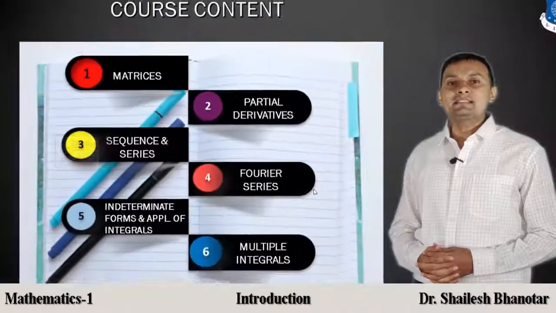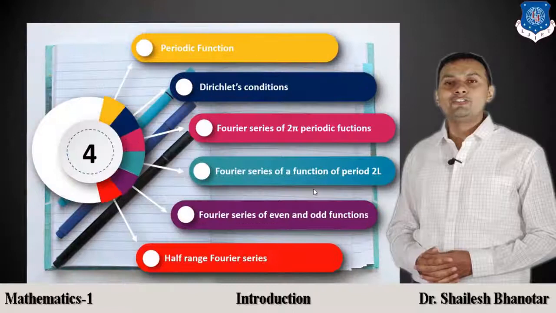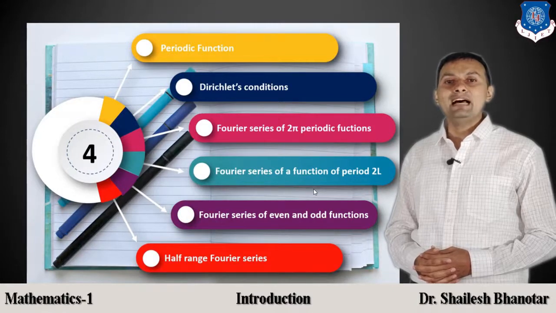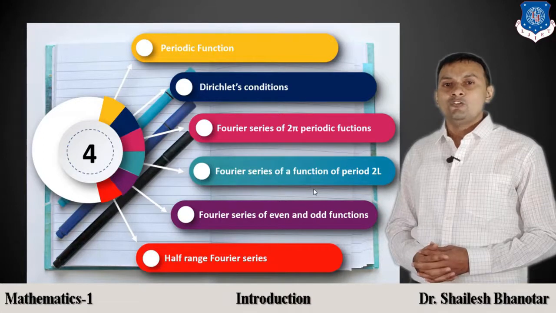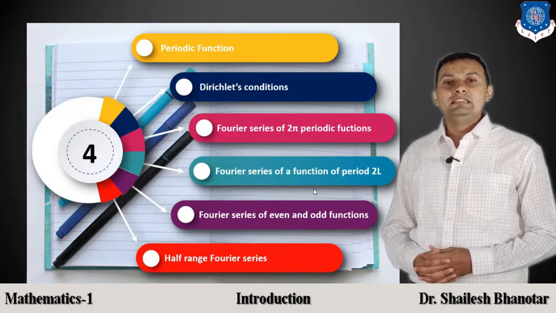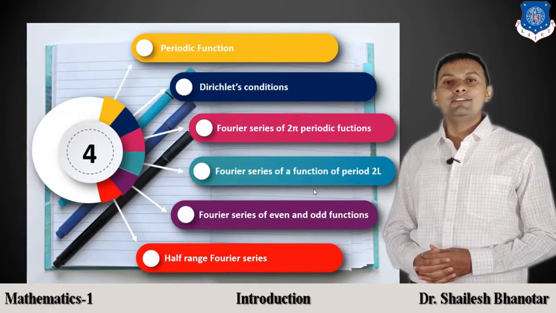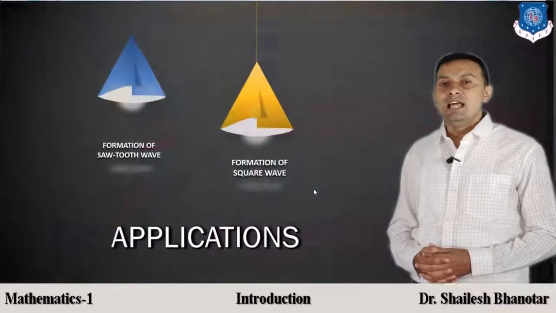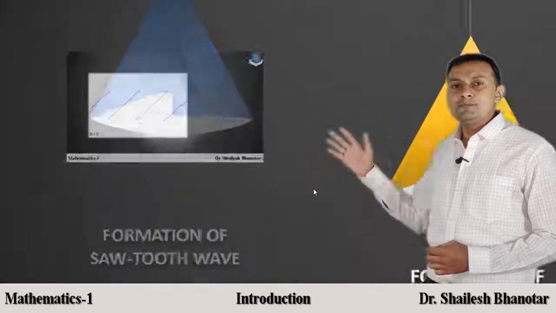Now let's have a glimpse at the content of Unit 4, Fourier series. Fourier series decomposes periodic functions into an infinite sum of sine and cosine functions. Fourier series is used for generation of various standard signals. The topics we will study are periodic function, Dirichlet condition, Fourier series of 2 pi and 2l periodic functions, Fourier series of odd and even functions, and half range Fourier series.